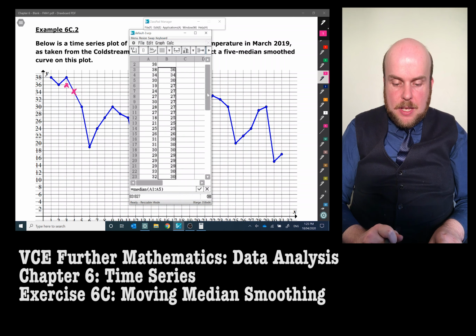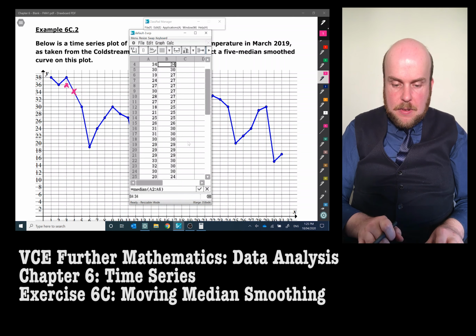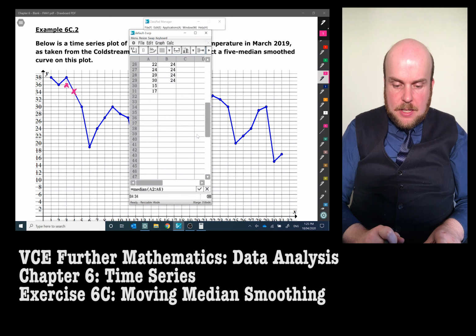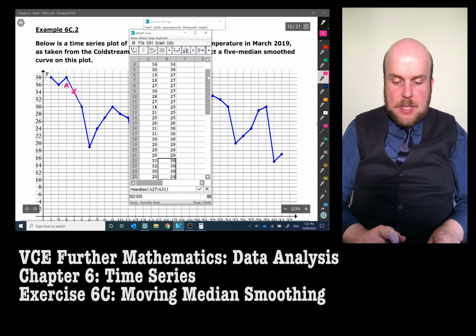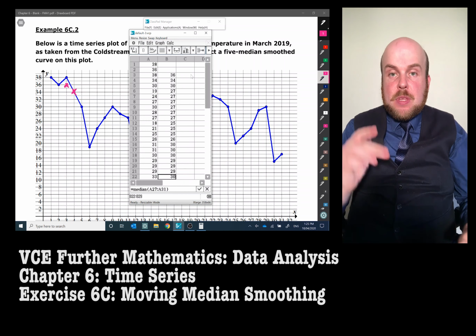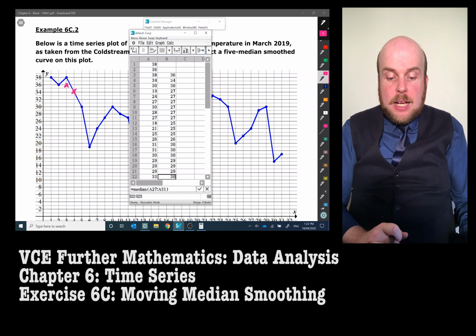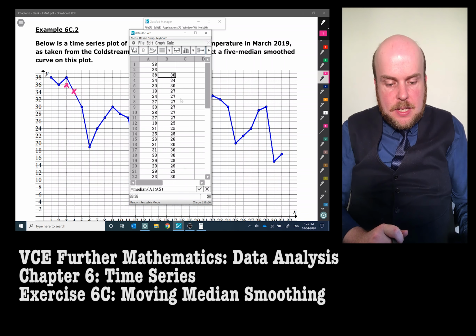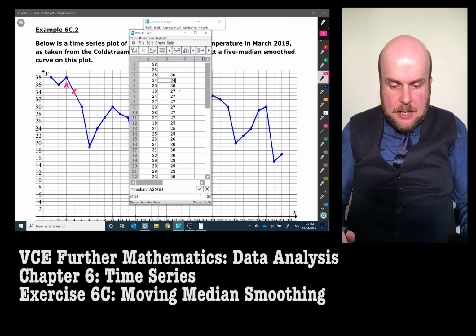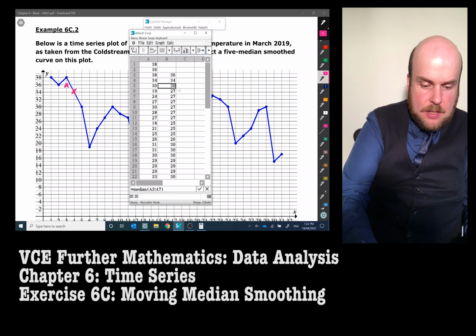Now, just to be aware, this is one of the issues with the CAS: sometimes it doesn't like to go up to more than one screen. So you may have to do that fill cell a couple of times just to get all of your values in. So now the last, so 36, 34, 30.